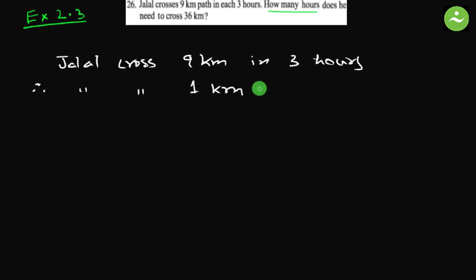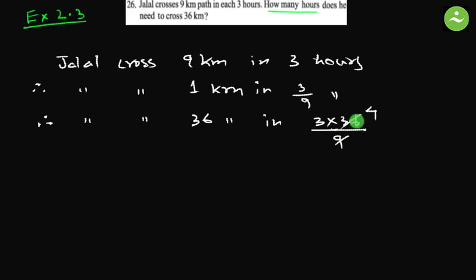It is unitary method we are doing. So it will be less. So divide 3 by 9 hours. Therefore, kilometer. Jalal crossed 36 kilometers in, it will be more. So multiply by 36. Divide by 9. If we simplify, it will be 4. If we divide both by 9, it will be 4 and this will be 1, equals to 12 hours. So Jalal crossed 36 kilometers in 12 hours.